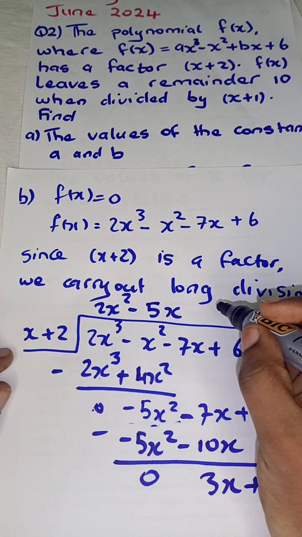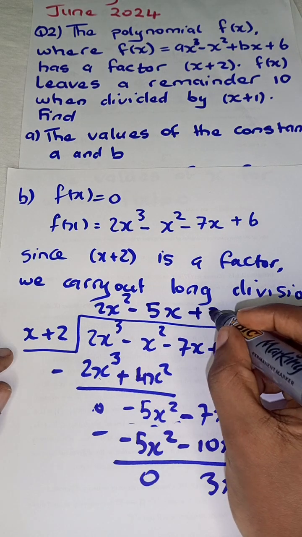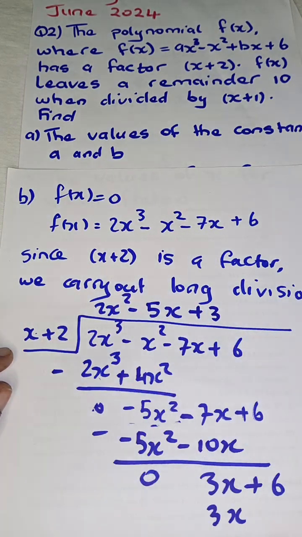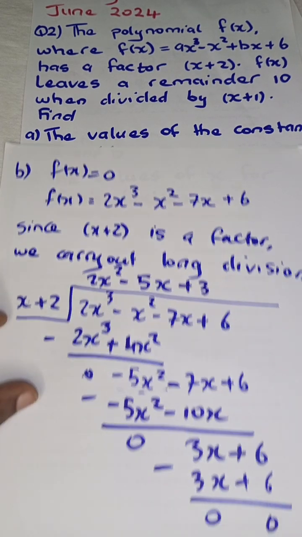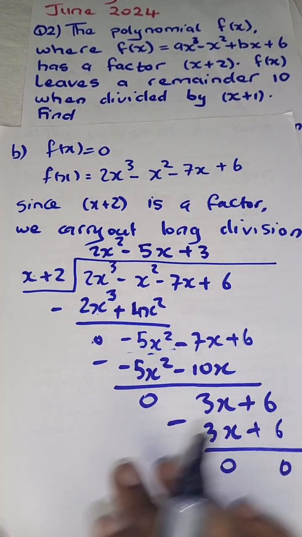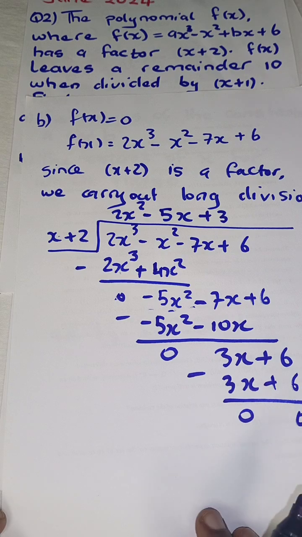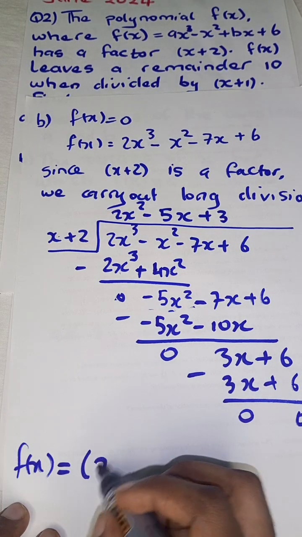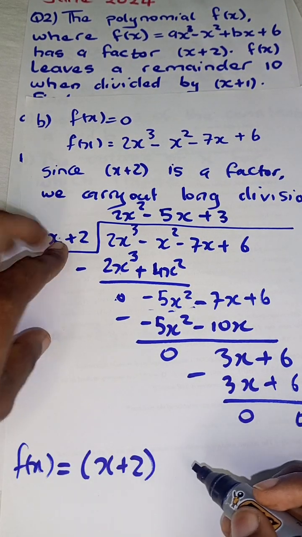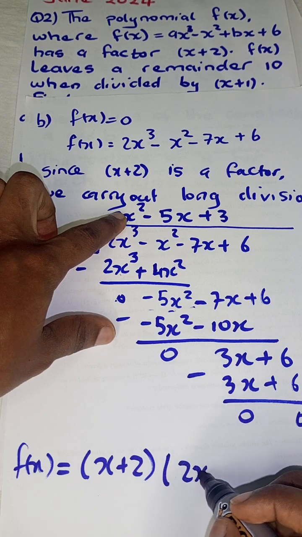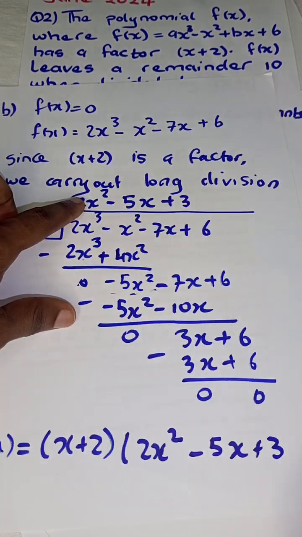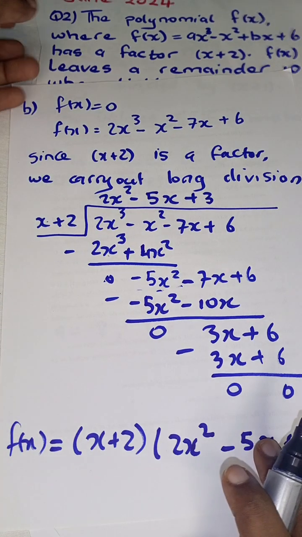You divide again. 3x divided by x, you're going to have positive 3. 3 times x, you have 3x. 3 times 2, you have 6. Again, you subtract: 3x goes off with 3x, and 6 goes off with 6. So we are left with f of x, which has been reduced to x plus 2, which is its first factor, and then this quadratic, 2x squared minus 5x plus 3. Okay, so that's the first step.